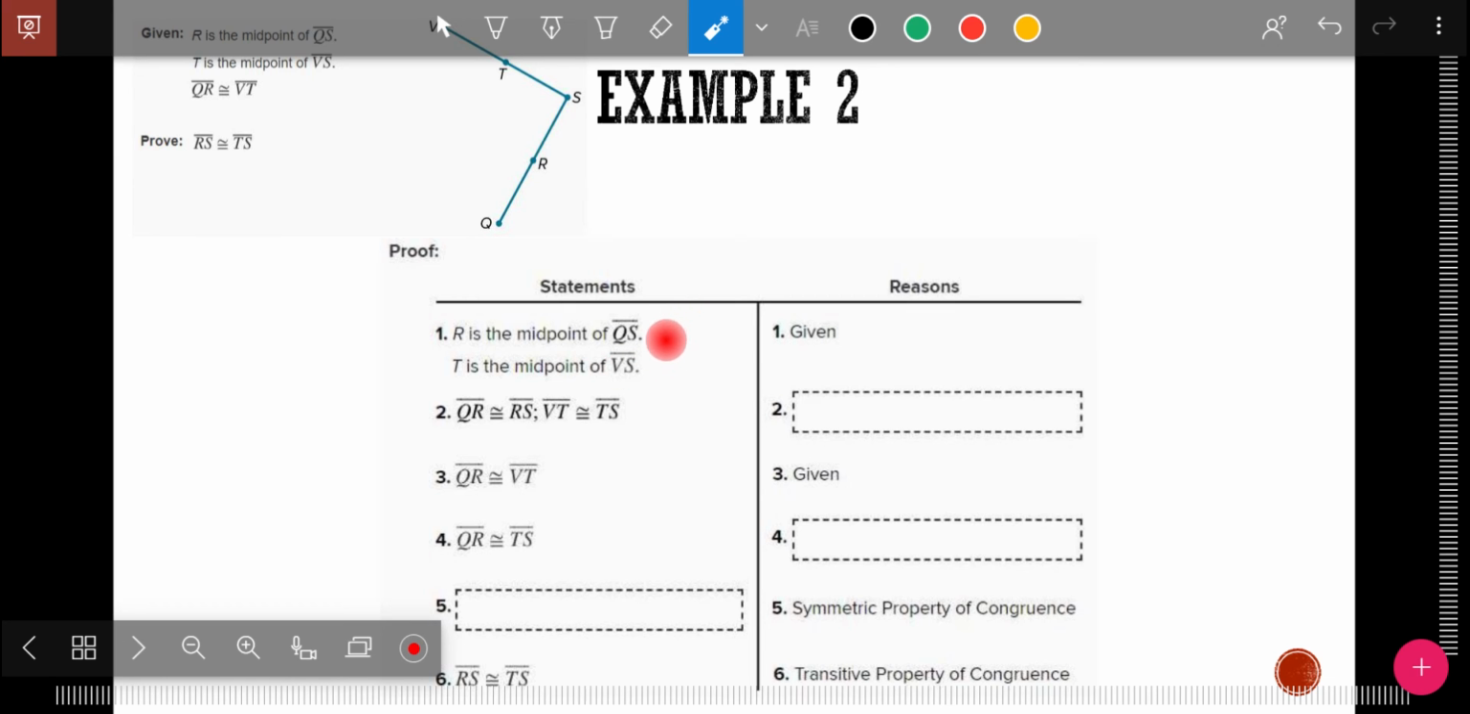How is that useful? Well, what does midpoint mean? Midpoint means it splits it into two equal parts. So if R is the midpoint of QS, what are the equal parts? QR and RS. Same thing, if T up here is the midpoint of the whole thing, VS, what are the equal parts? VT and TS. And so that was just because we know what the word midpoint means, that we could write that in step 2, definition of midpoint.